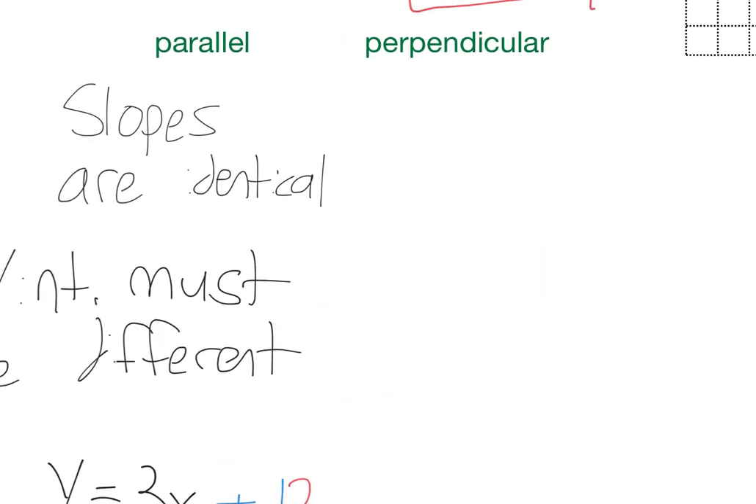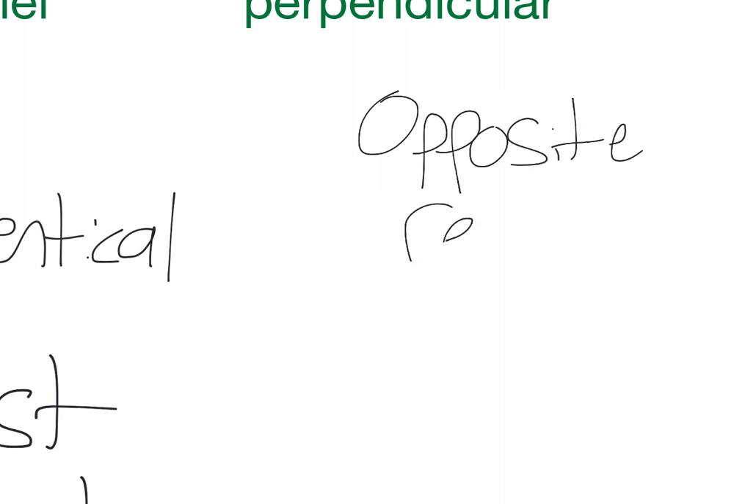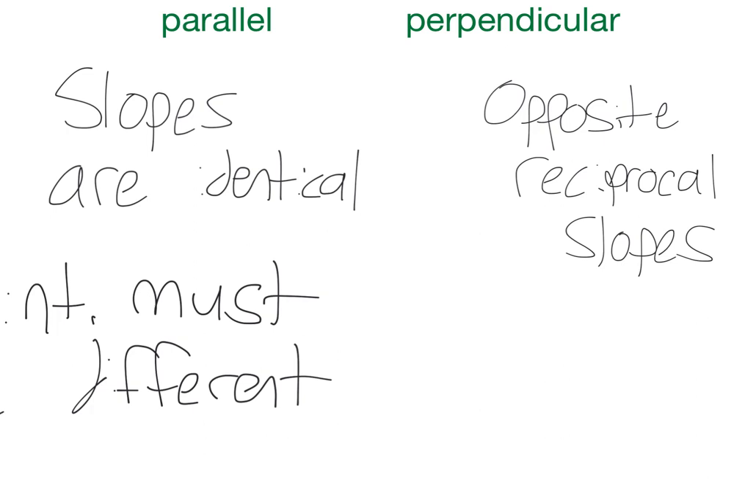For perpendicular, all you need is opposite reciprocal slopes. Right, and if you're ever going to do any kind of design or creation, engineering, you will need parallel and perpendicular lines a lot, because as we covered, it's in so many of the designs and creations that we see in the world around us.